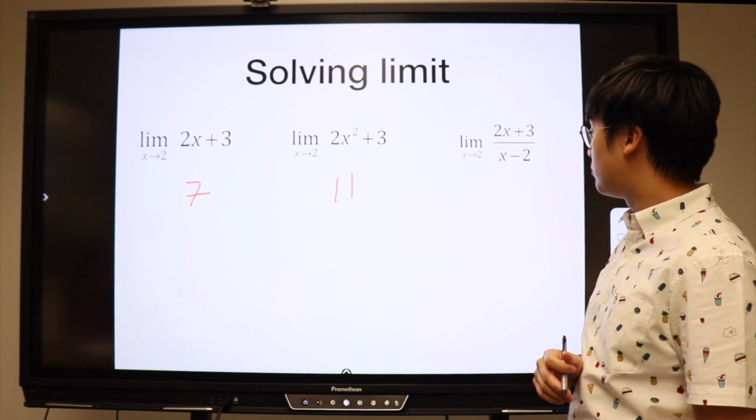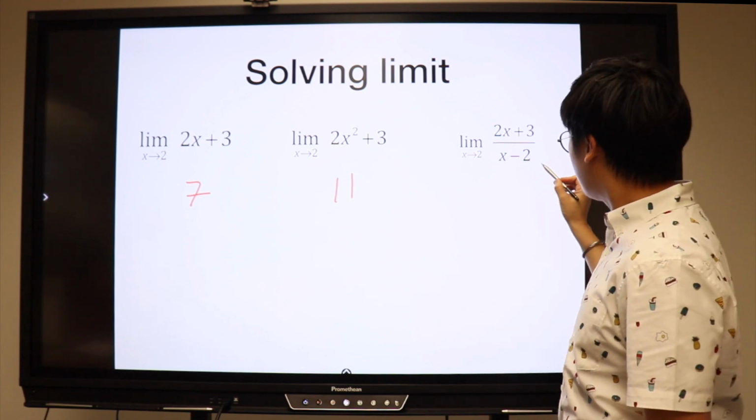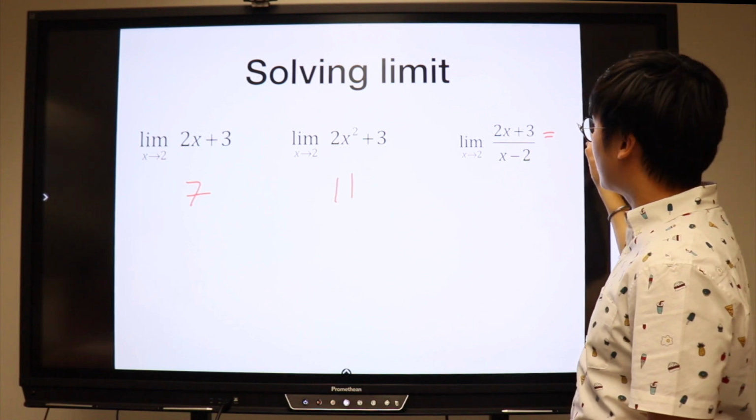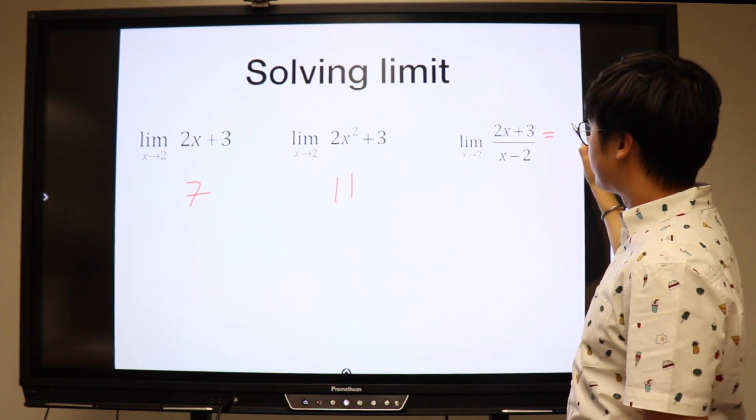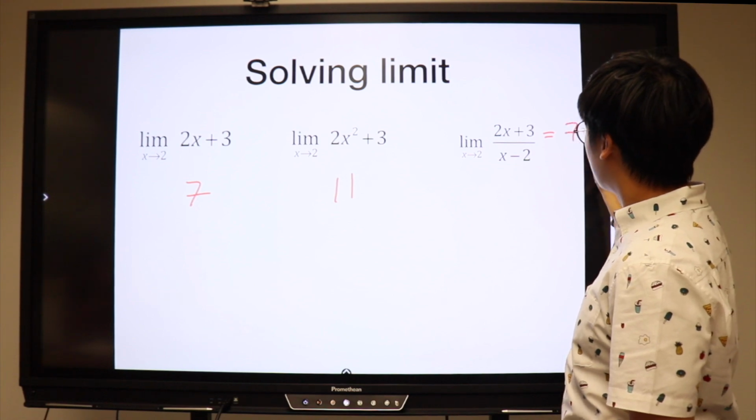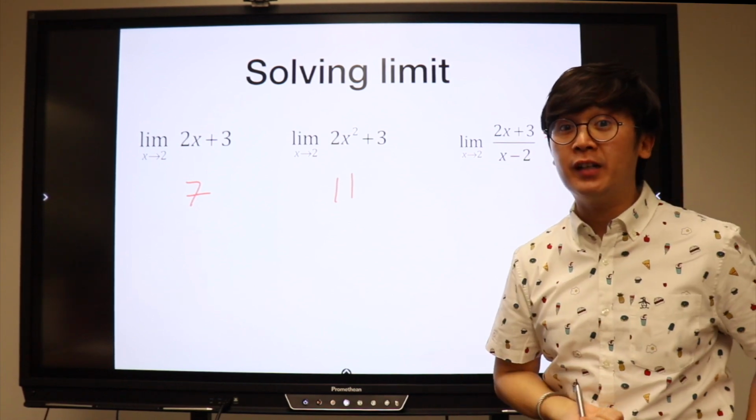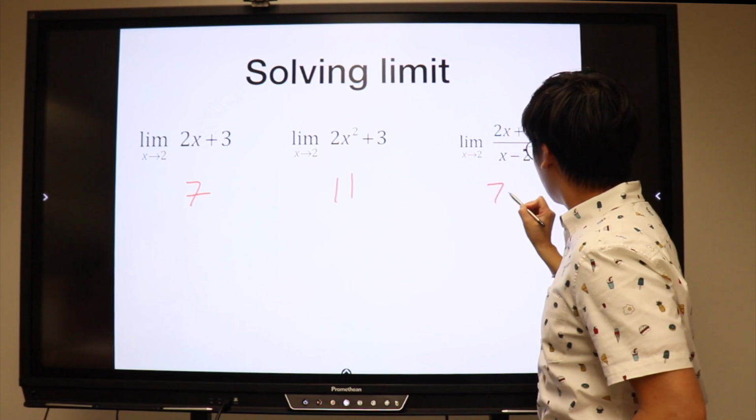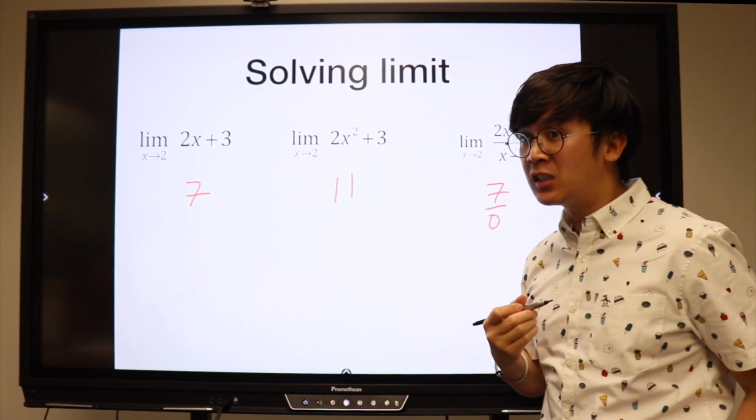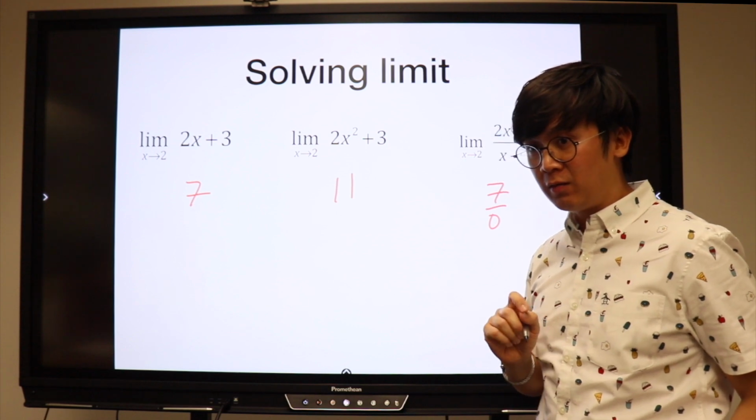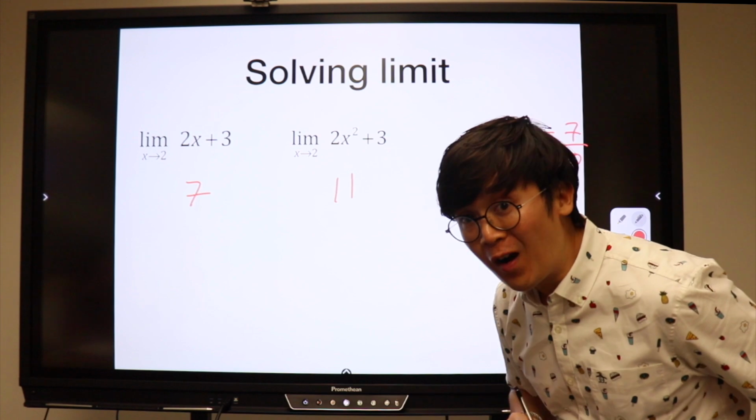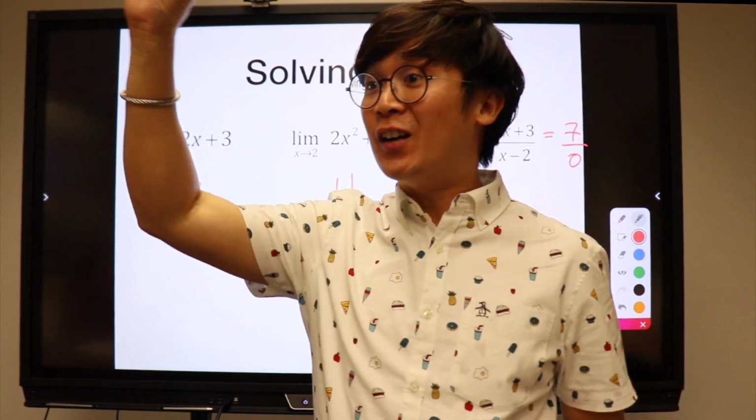Undefined, because what is the numerator here when you substitute the value of 2? 7. And the denominator? 0. The limit is 7 over 0. Is this considered indeterminate? Yes or no? No. Indeterminate is 0 over 0.